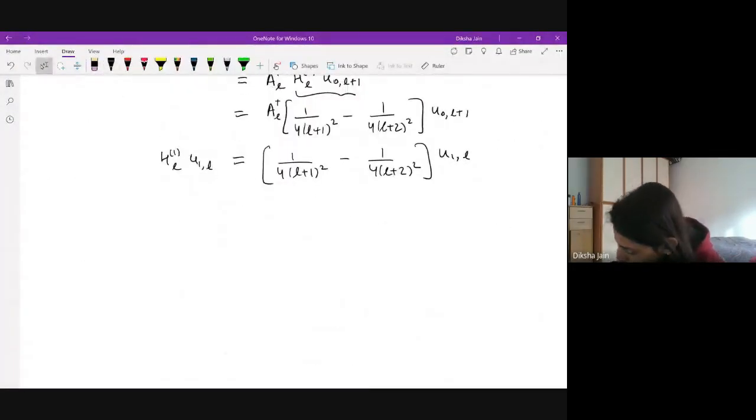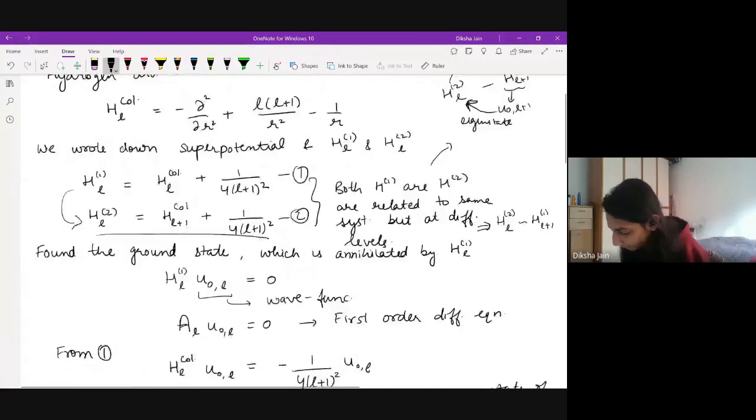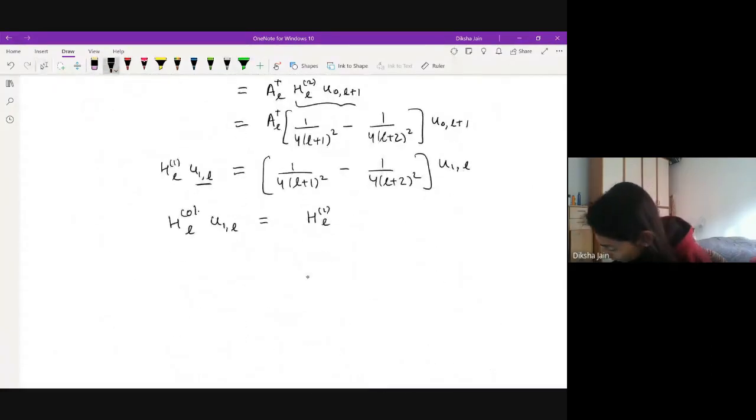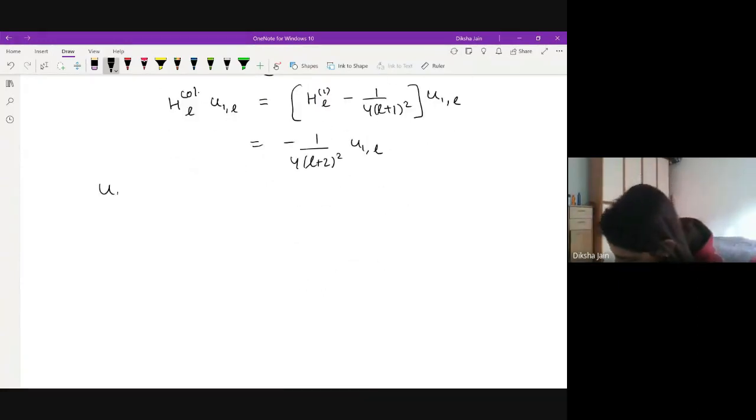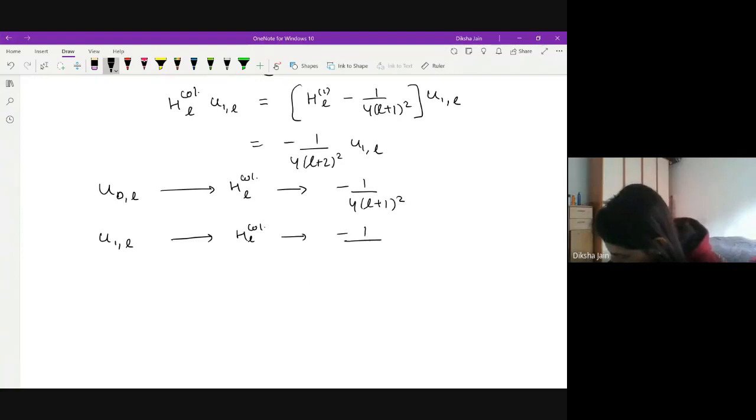Now let's see what is the energy of this thing under H coulomb. H coulomb of L acting on U1 of L. Now, remember the relation between H coulomb of L and H1 of L: H1 of L minus 1 by 4 (L plus 1) whole square, acting on U1 of L. Now, H1 of L acting on U1 of L you also already know from here. This 1 by 4 (L plus 1) square cancels. So what you will get is minus 1 by 4 (L plus 2) whole square. So you found the state U0 of L initially. This was eigenstate of H coulomb of L with the energy minus 1 by 4 (L plus 1) square. Then you found another state U1 of L, which under H coulomb of L had energy minus 1 over 4 (L plus 2) square.